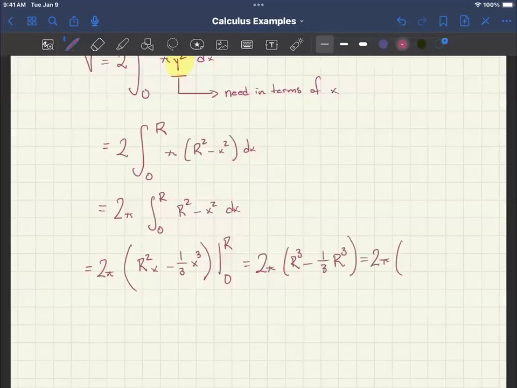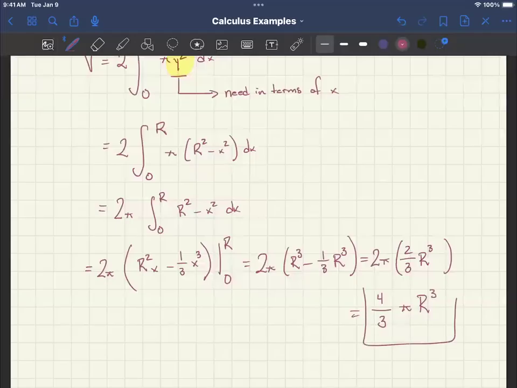R cubed minus 1/3 R cubed gives us 2/3 R cubed. And now we can just rewrite it as 4/3, because 2 times 2 is 4, times pi times R cubed. And there is the volume of our sphere.